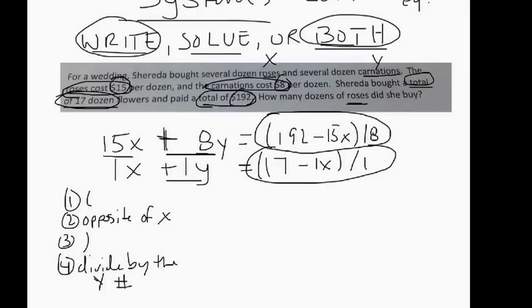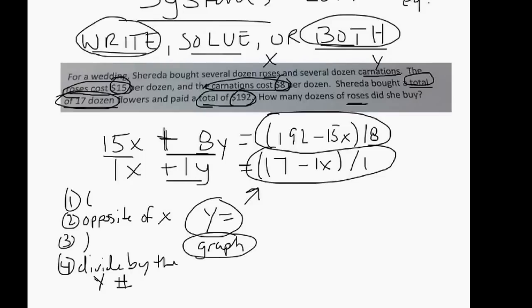Okay. Once you get those, you go to y equals, and you type in those two. So I'm going to open up my calculator here. I go to y equals, and I type in parentheses 192 minus 15x, close parentheses, divided by 8. And then I do the same thing for the bottom one. I go to y2, 17 minus 1x, close parentheses, divided by 1. After you type them in, you hit graph. And we want to see, do they hit each other? So I hit graph.